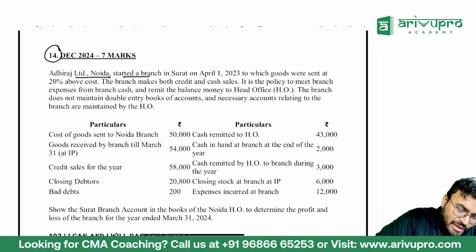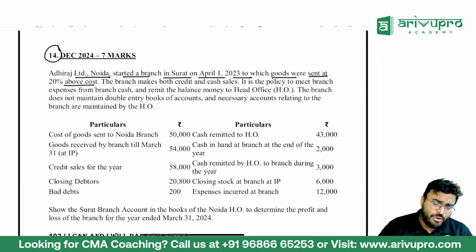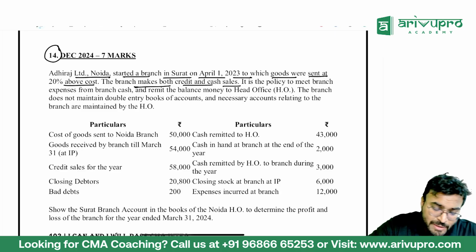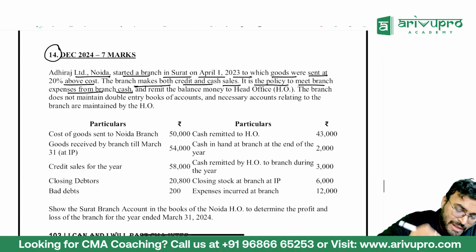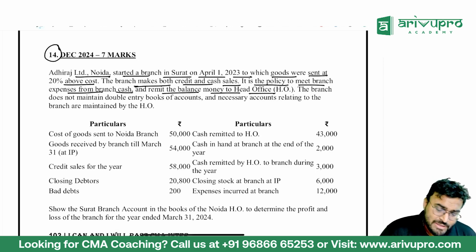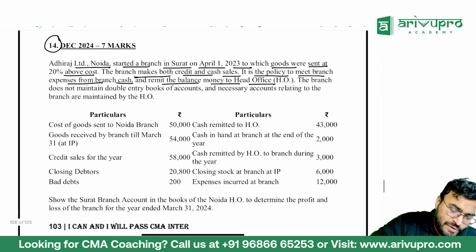Adiraj Limited Noida started a branch in Surat on 1st April 2023 to which goods were sent at 20% above cost. The branch makes both credit and cash sales. It is a policy to meet the branch expenses from branch cash and remit the balance money to head office. Balance money you are going to transfer to head office.